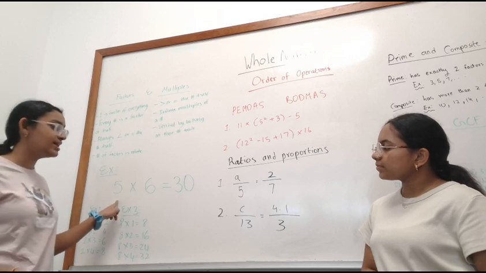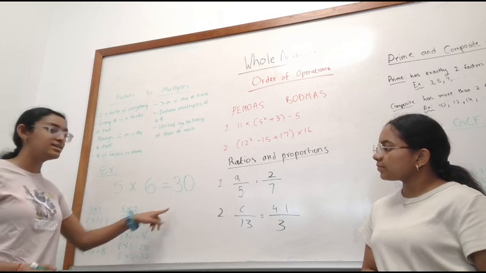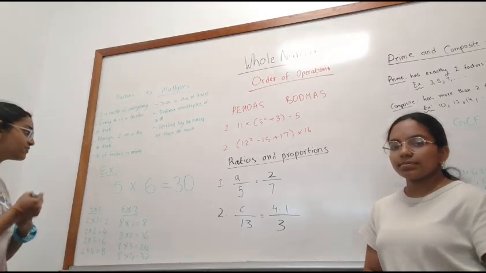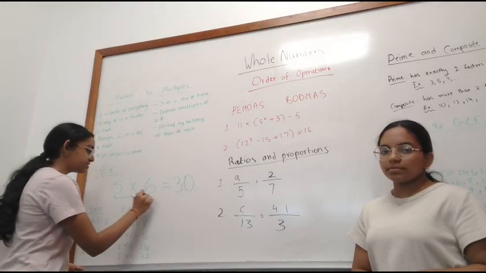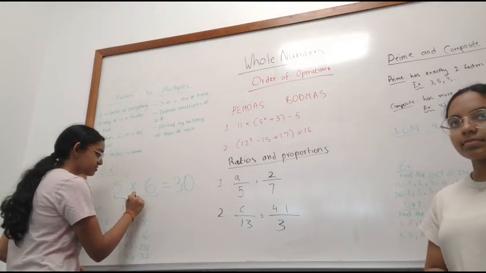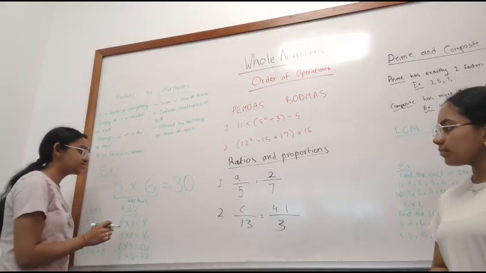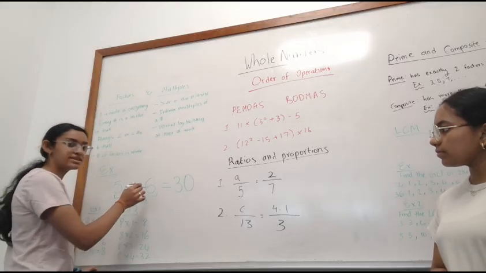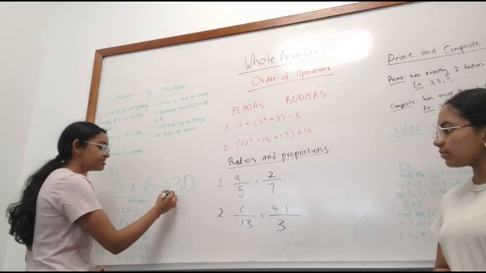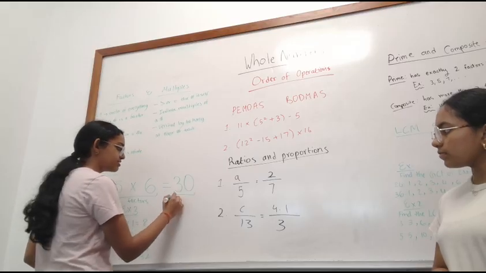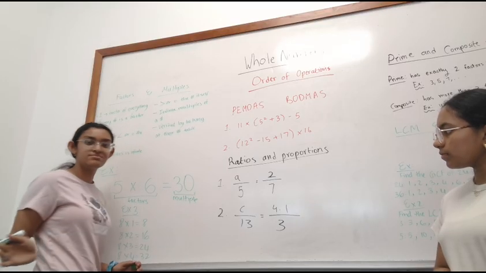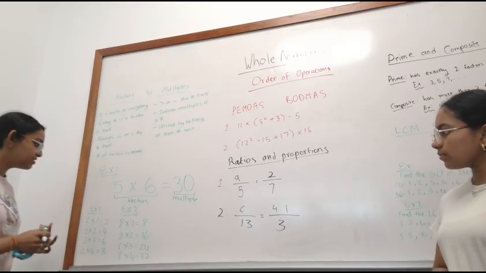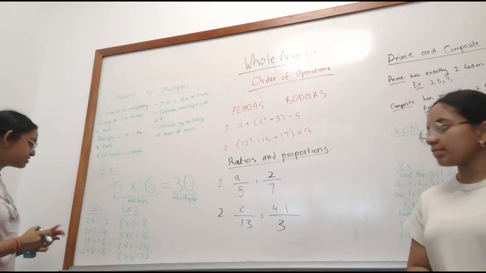Now let's look at an example. So we have 5 times 6 equals 30. The factors in this expression would be 5 and 6. These are factors. So a factor would be something that you multiply, and then the result that comes out is a multiple.